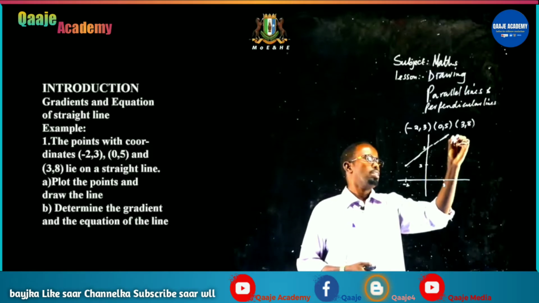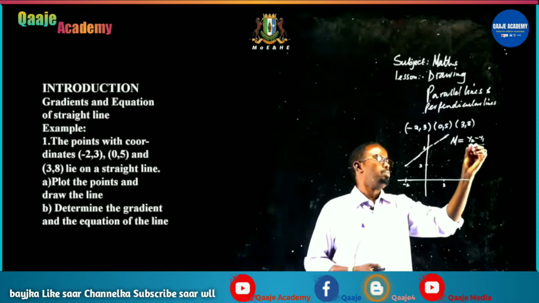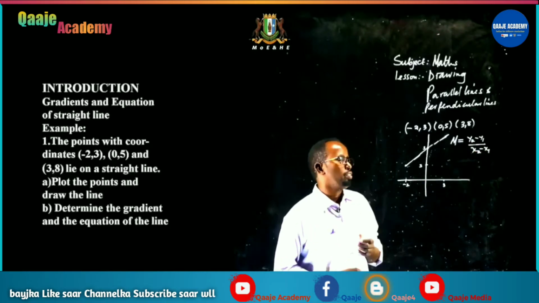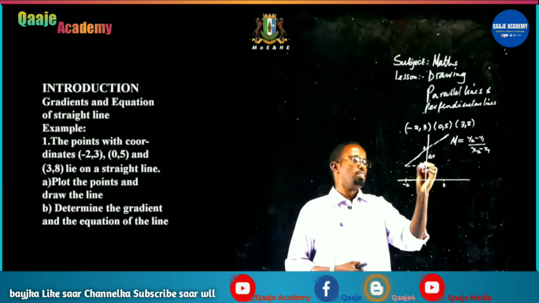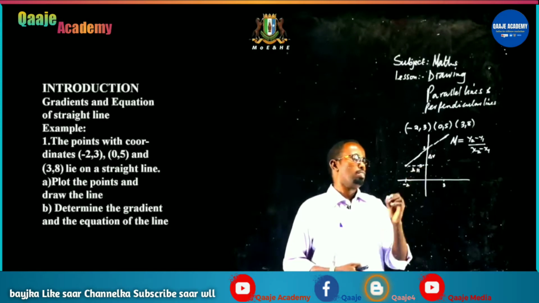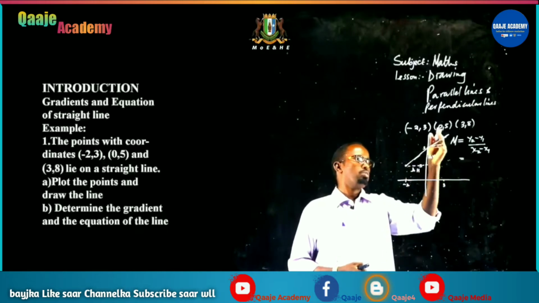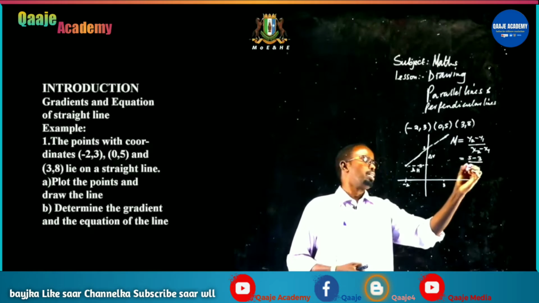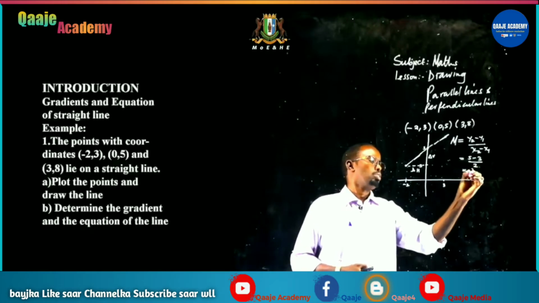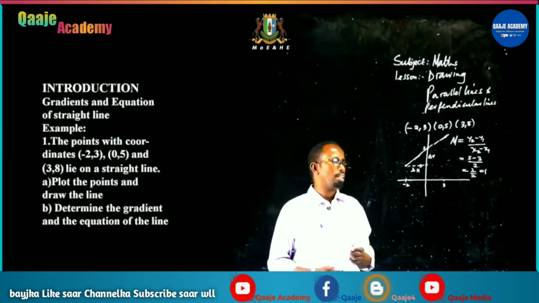Gradient is equal to change in y divided by change in x, or vertical divided by horizontal. So let me just pick any 2 points. You have 5 minus 3, and then 0 minus -2 is +2. You get 2 divided by 2. The answer is equal to 1. So that is the gradient of the line.